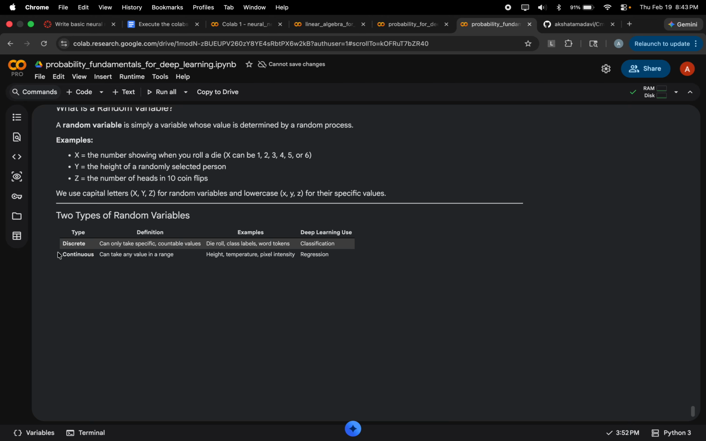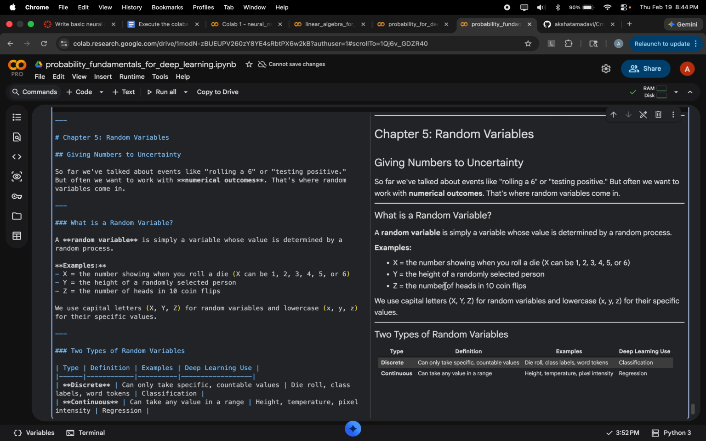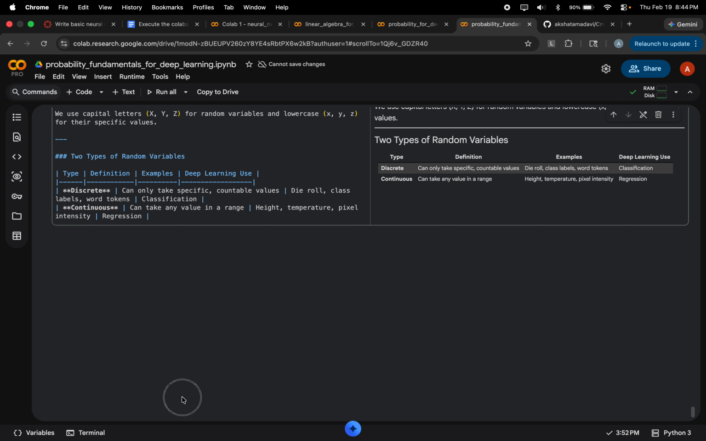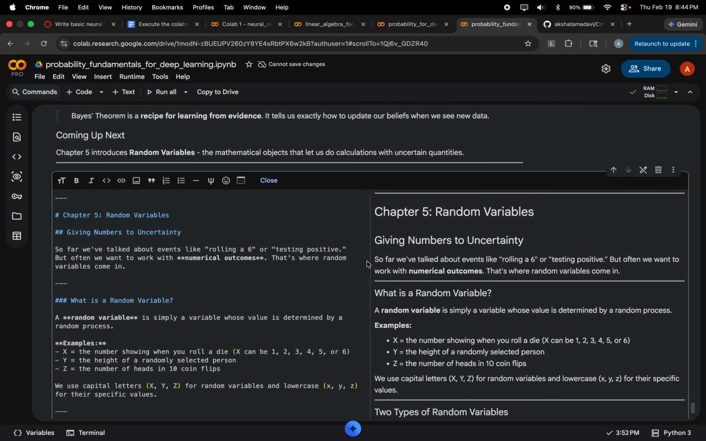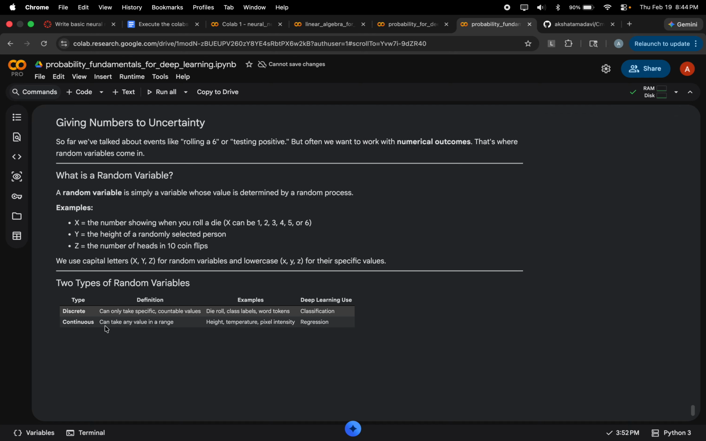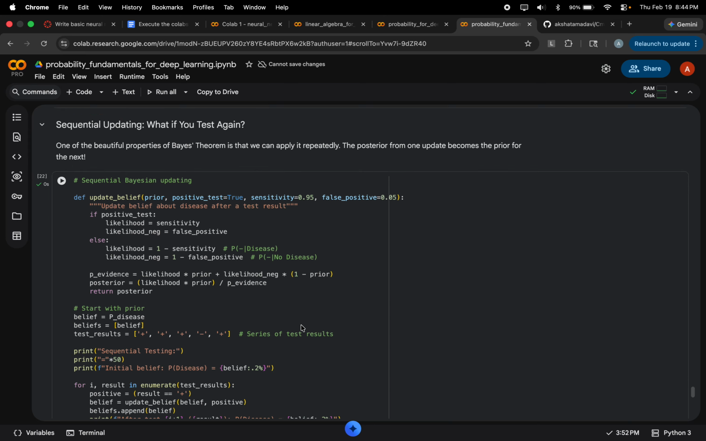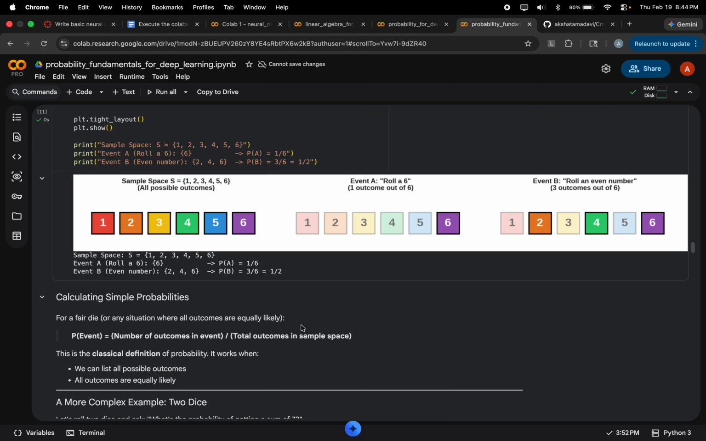There are two types of random variables. Discrete ones can only take specific, countable values, like rolling a die or word tokens. Continuous ones can take any value in a range, like height, weight, or 0.7728, which is a regression problem. So that is there. Let me go to the next chapter.